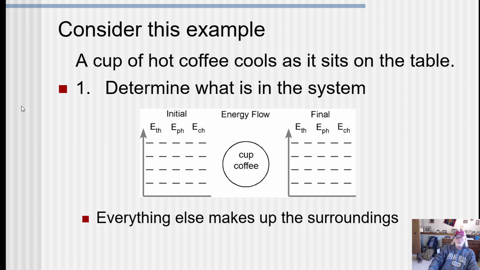So the first example we're going to do is look at a cup of hot coffee as it cools. Pretty obvious, the energy of the coffee is going to flow into the surroundings. First of all, we have to determine what is in the system. The system in these energy bar graphs is typically what's in the circle. Today in this example, we're looking at a cup of coffee. Everything else makes up the surroundings. So our cup of coffee is the system.